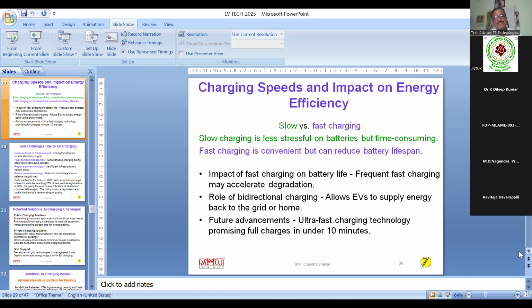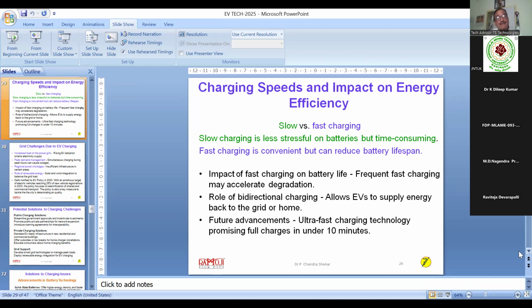Role of bidirectional charging: it allows you to supply energy back to the grid or home. This is very challenging and very interesting. Suppose I'm going out of station for one week. If I keep my batteries charged for one week, there is a likelihood of fire due to various reasons. So I can discharge my battery to the grid. That means I am like a solar panel: I'm not using my excess power, so I can give it to the grid, and whenever I want, I can take it from the grid also.